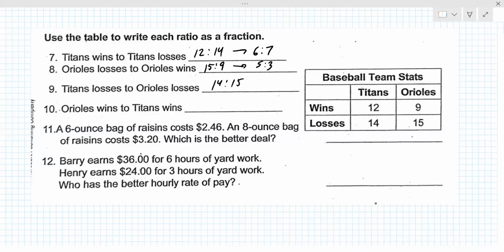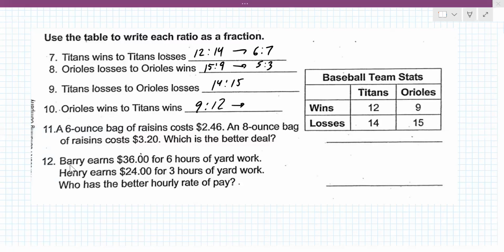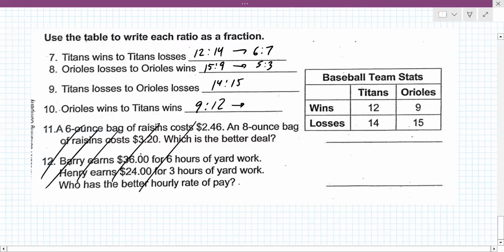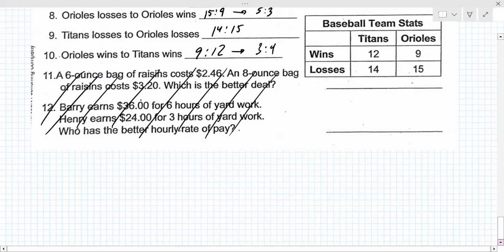And then Orioles wins to Titans wins are 9 to 12. Good. And then you always look to see, can you reduce that? 3 can go into both. So I guess divide that by 3. That equals 3 to 4. Yeah. All right.